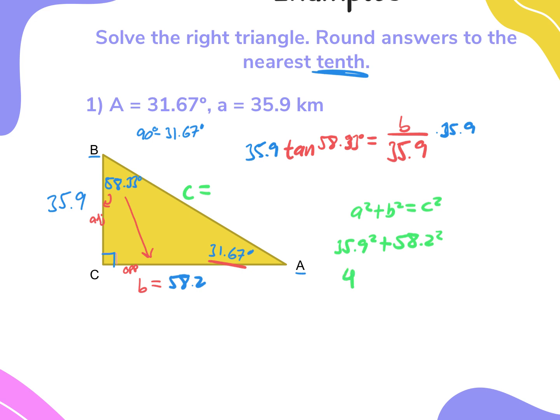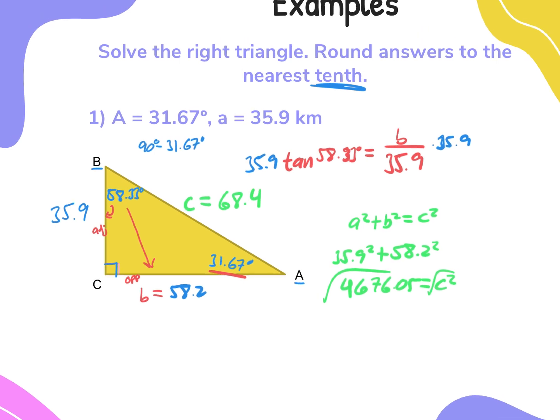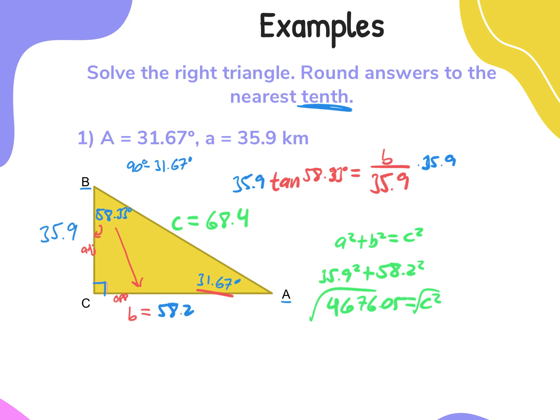And we get 4,676.05 equals c squared. And then we can square root both sides, and then we get my side c is 68.4, to the nearest tenth. All right, so really nothing too crazy. We'll do it a couple of different ways in the next few problems. We'll use a variety of different trig functions.